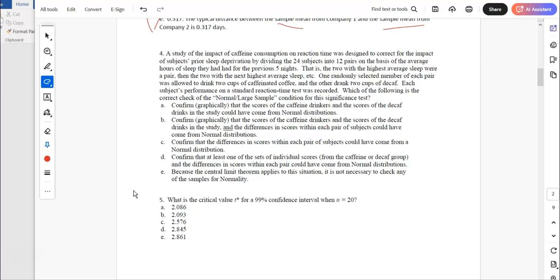So what do I have to do? Okay, the scores of the caffeine drinkers and the scores. So we don't have to check each one individually there. That's definitely not true. It's paired data. It's all about the differences. Scores of caffeine drinkers and the scores in the study and the difference, no. The differences could have come. I'm leaning towards C. Confirm that at least one of the individuals. No, that's definitely not it. It's paired with all of the differences because the central limit theorem applies. Not necessary to check any of the samples for normality. 24 and 12, no, the CLT doesn't apply, so it's got to be C.